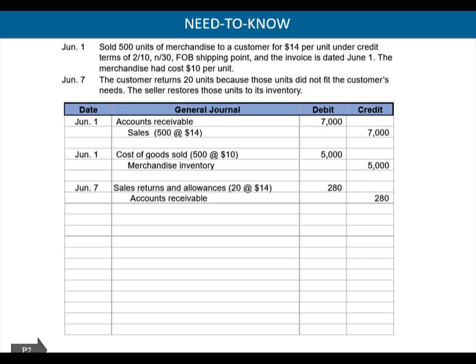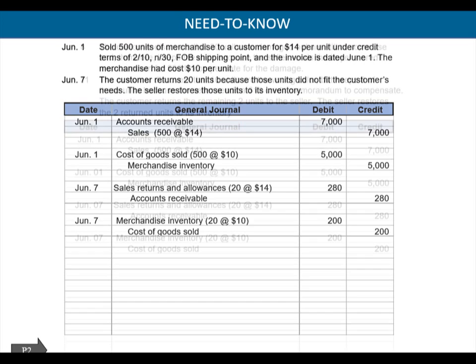On June 7th, the customer returns 20 units and the seller puts them back in inventory. Debit sales returns and allowances for the sale price, 20 units times $14, or $280, and credit accounts receivable for the same amount. Because the units have been returned, we must also debit merchandise inventory for the cost of the units, 20 units times $10, or $200, and credit cost of goods sold.